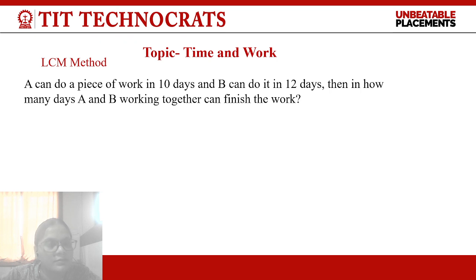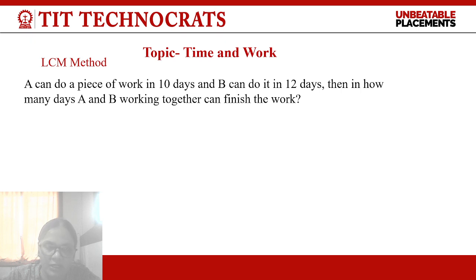The question is, A can do a piece of work in 10 days and B can do it in 12 days. Then in how many days A and B working together can finish the work? If we want to solve this question with the help of LCM method, we first of all take the LCM of the number of days which are available here. A can do a piece of work in 10 days. We know that A requires 10 days to complete the total work, and B does that work in 12 days.